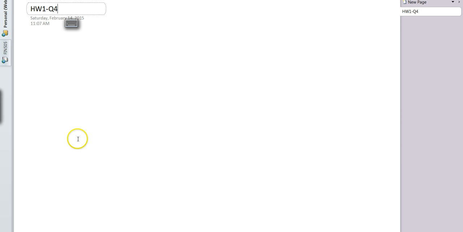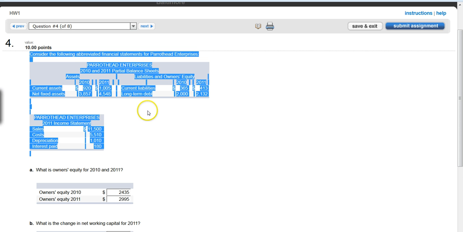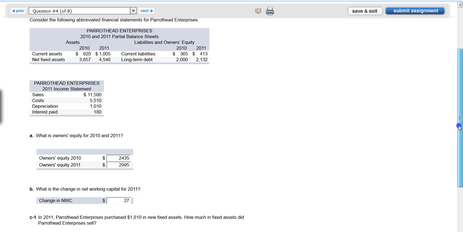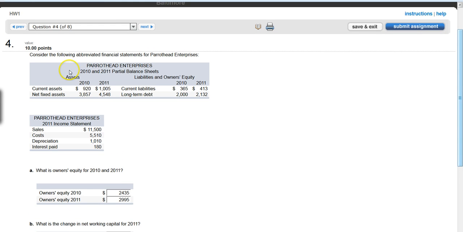So here I want to talk about question number 4 in the first homework 1. This question basically requires our familiarity with the fundamental structures of a balance sheet and income statement, and also asks us to calculate the cash flow from assets, or what we call the free cash flow.